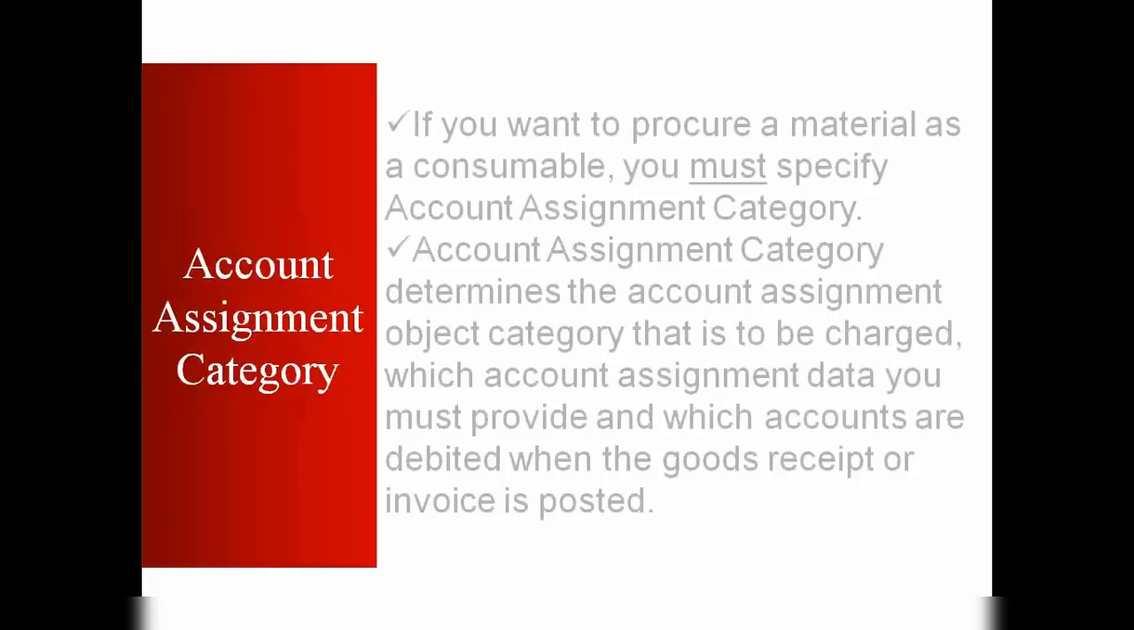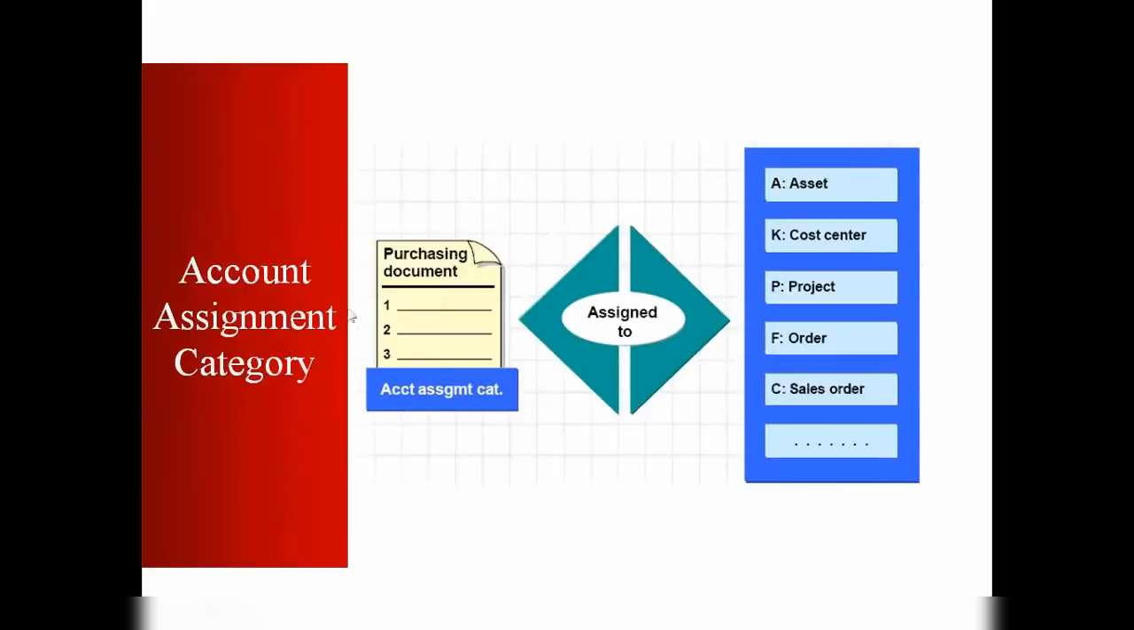What this slide is saying is, whenever you create a purchase order for a consumable material, it's mandatory to select an account assignment category. The account assignment category will further provide the financial information, to which financial or general ledger account it will be posting. We have different types of account assignment category, like asset account, cost center, project, order, sales order, like that.